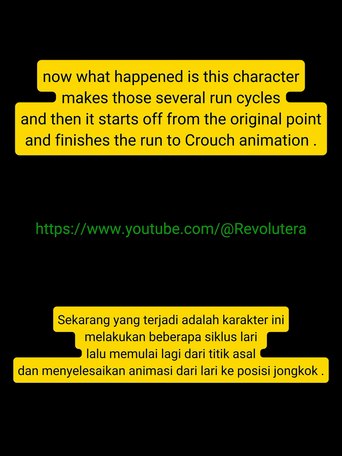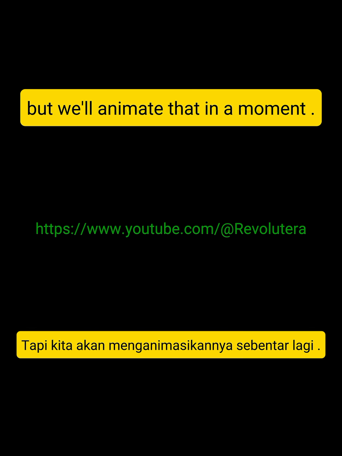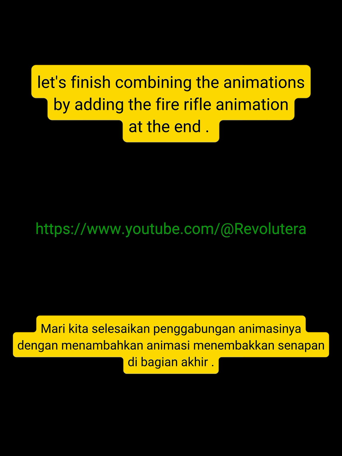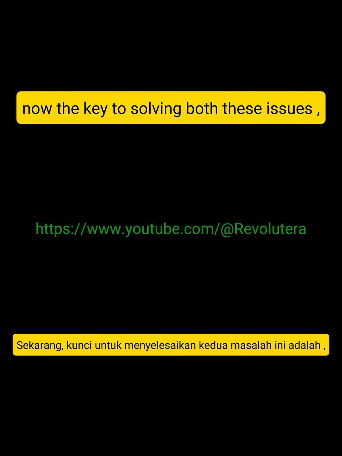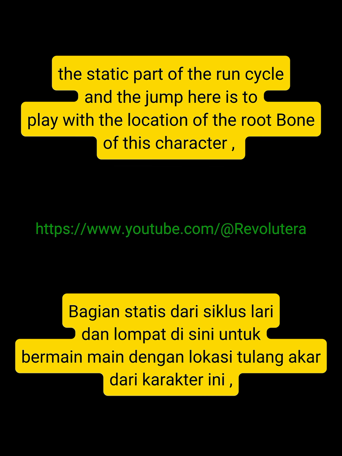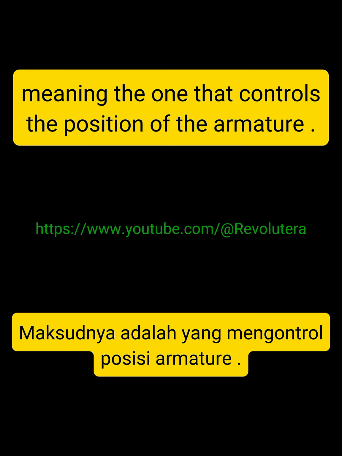Now what happened is this character makes those several run cycles and then it starts off from the original point and finishes the run to crouch animation. But we'll animate that in a moment. Let's finish combining the animations by adding the fire rifle animation at the end. Now, the key to solving both these issues, the static part of the run cycle and the jump here, is to play with the location of the root bone of this character, meaning the one that controls the position of the armature.